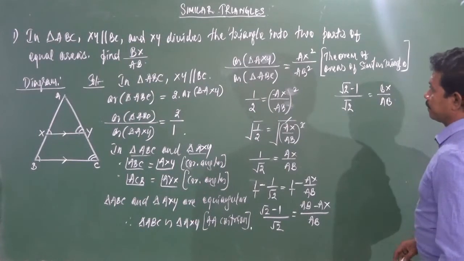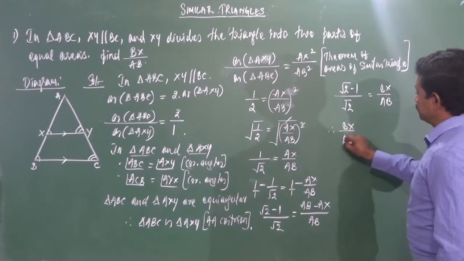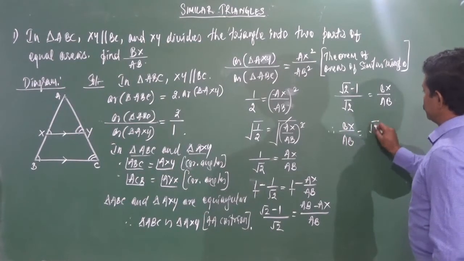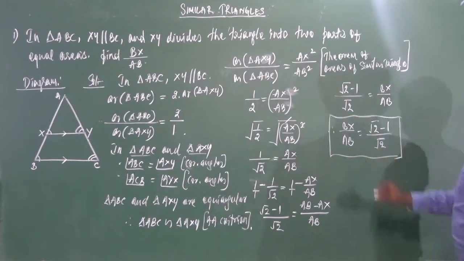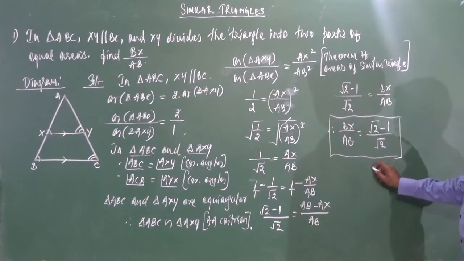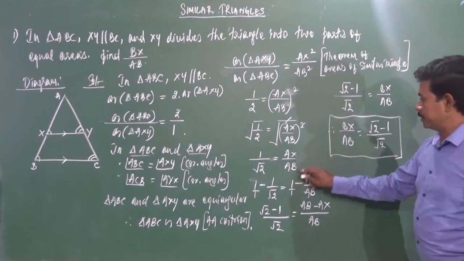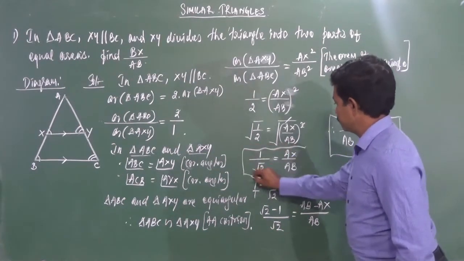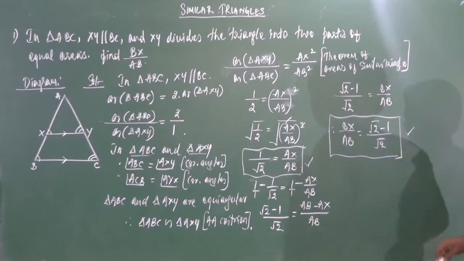So what is the ratio? That is, BX by AB is equal to root 2 minus 1 by root 2. So in the similar manner, you can also find out. We already got here that AX by AB is equal to 1 by root 2. This is also a result actually. So this is BX by AB.